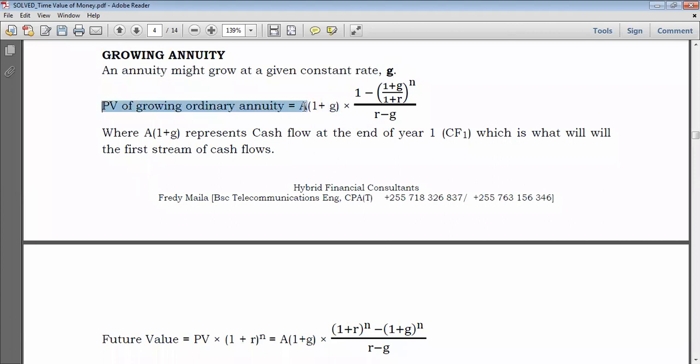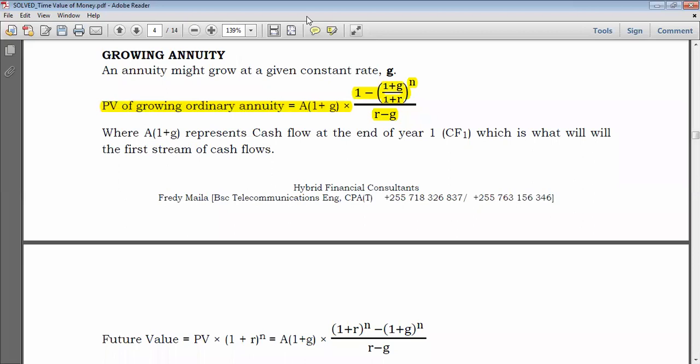You just take A, that is an annuity. That would have been the amount that could have been received at the end of the period. But now you multiply it by 1 plus G. G means the growth rate, let's say 5%, 10%, etc. And you multiply by 1 minus (1 plus G over 1 plus R), all raised to the power of N, over R minus G. Actually, this is a complicated formula. I could derive it, but it could be tiresome to a lot of people. So I've just decided to use it like this.